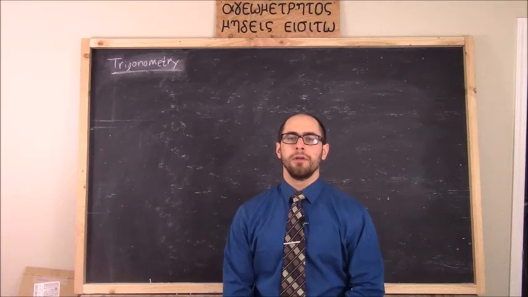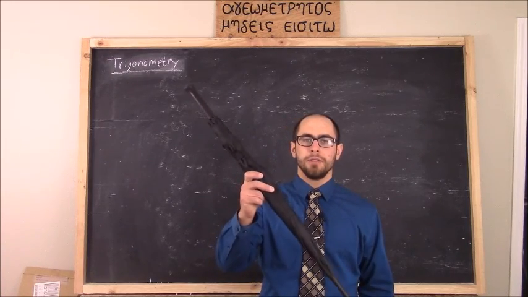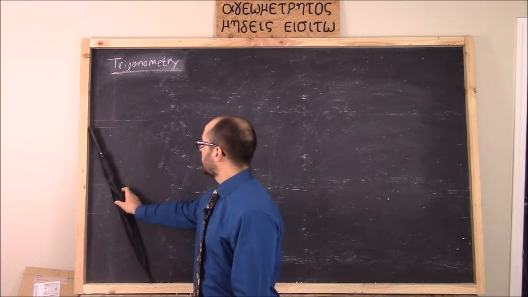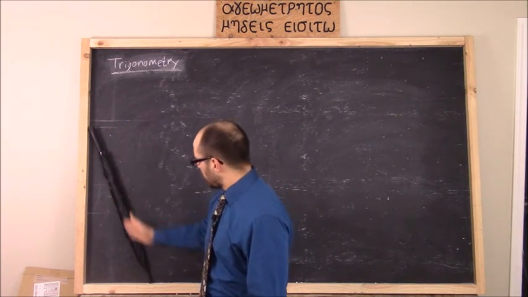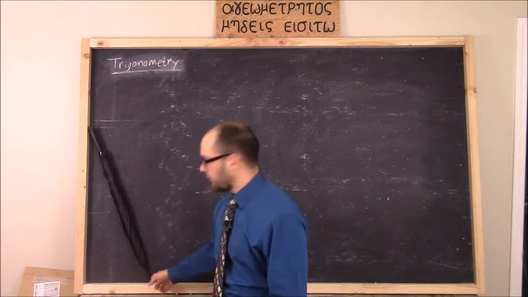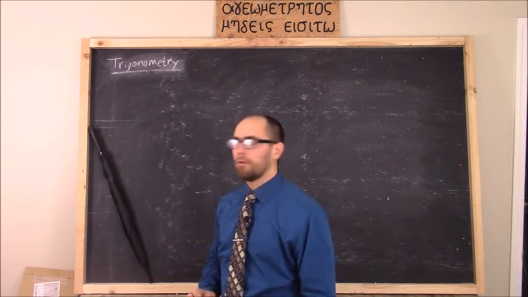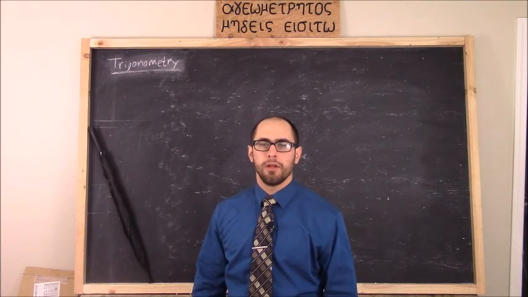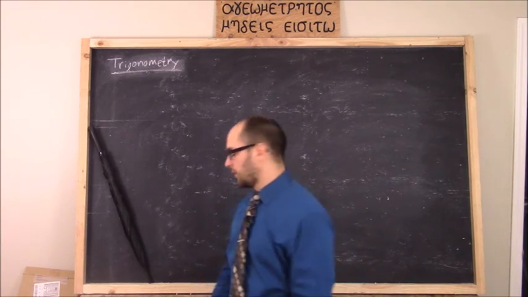For example, what if I wanted to lean my umbrella against the wall 30 centimeters away, and I wanted to know what is the angle it forms with the floor? Well, that is a case in which we could apply the inverse functions.